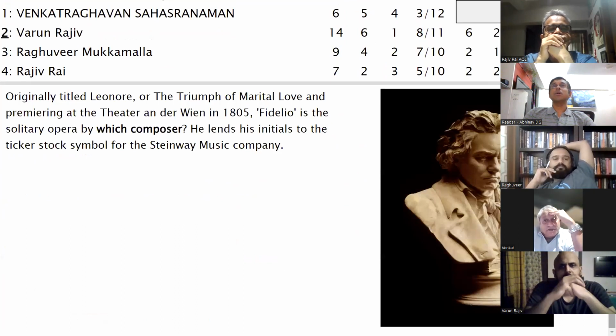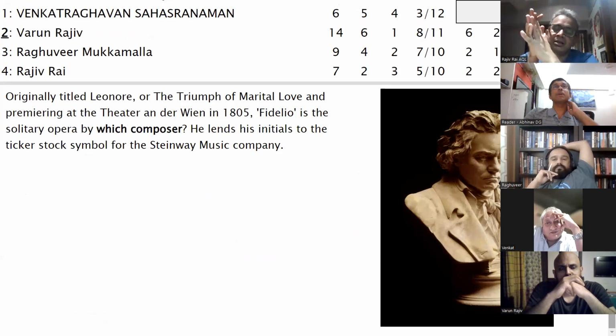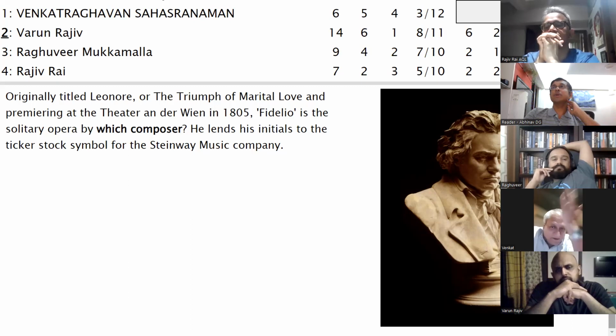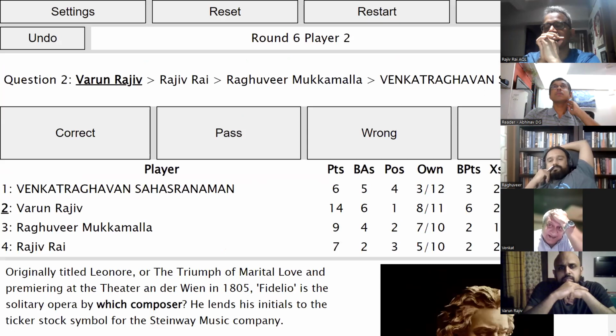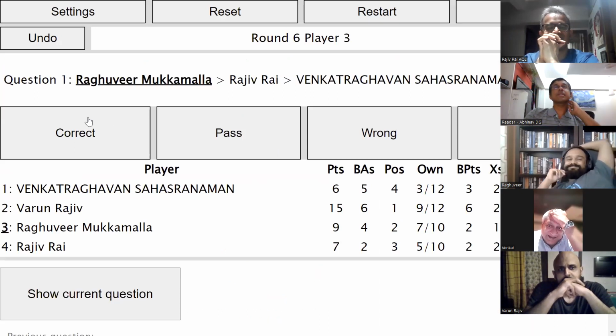Originally titled Leonore or the Triumph of Marital Love and premiering at the Theater an der Wien in 1805, Fidelio is the solitary opera by which composer? Whose initials are the ticker stock symbol for the Steinway Music Company. Beethoven. Big fan. Beethoven is correct.